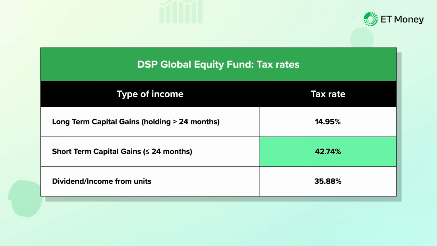At 43%, the tax rate is really steep if the fund sells its holdings at a gain within 2 years of purchase. Even dividends received by the fund are taxed at 36%. It is yet to be seen whether other international funds in IFSC will also follow a similar taxation regime or something else. But looking at the taxation of DSP Global Equity Fund, one thing is certain.